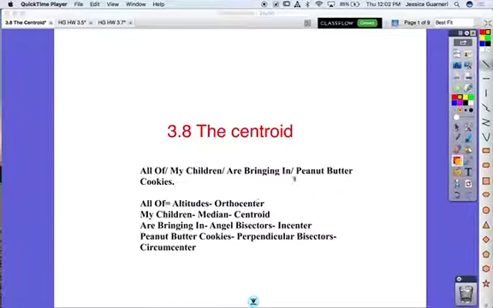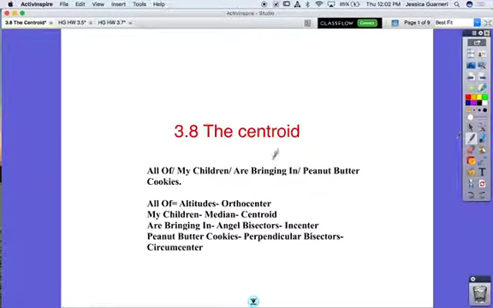Listen. So the other day, Tuesday, we learned that altitudes went to orthocenters, angle bisectors went to incenters, and perpendicular bisectors went to circumcenters. Listen, you got to know that stuff on the test. It's going to say, draw a circumcenter. You're going to need to know how to get there. You need perpendicular bisectors.